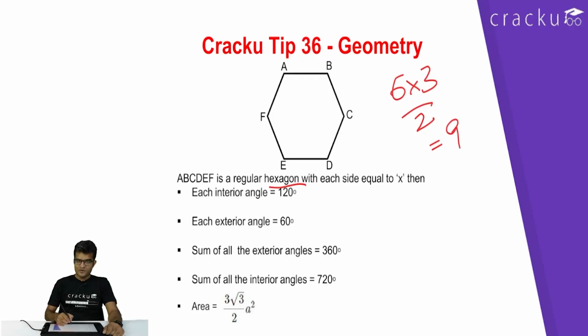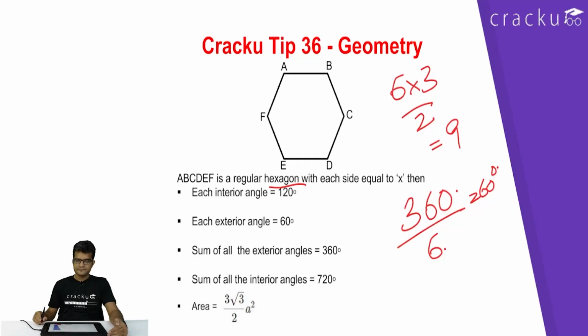And what is the sum of the exterior angles of a hexagon? The sum of the exterior angles will remain the same. It will be 360 degrees for any value of n. Therefore, each exterior angle, because there are 6 sides of a regular hexagon, will be 360 by 6, which is 60 degrees. What is the sum of the interior angles of a regular hexagon?